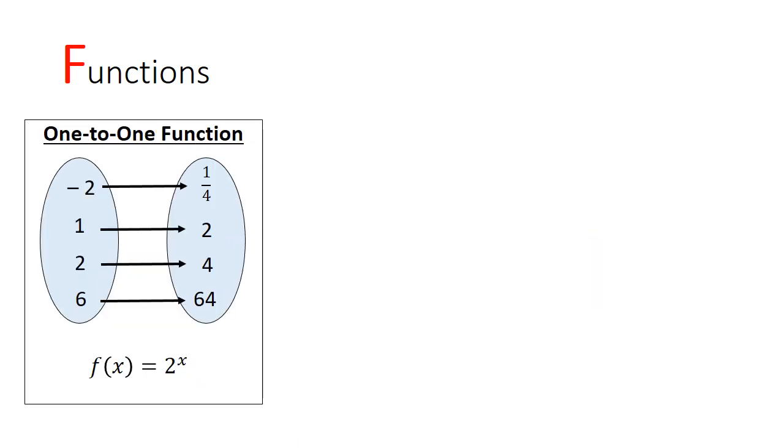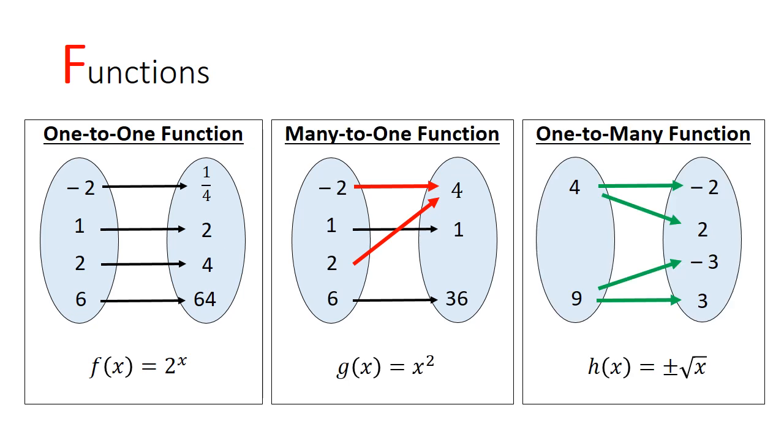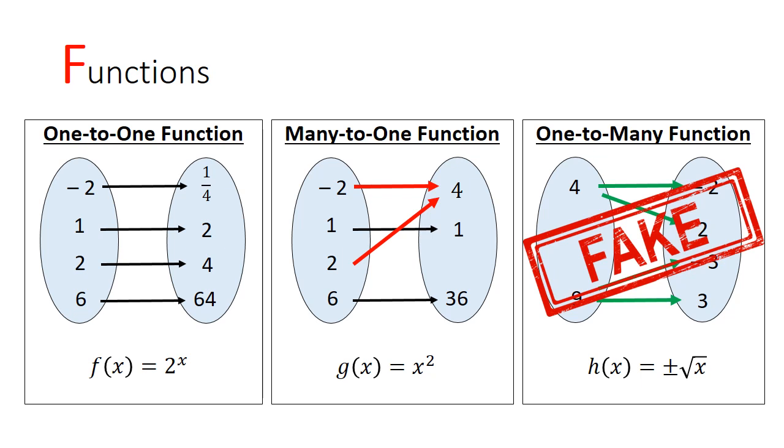Functions can be classified into two types. One-to-one functions are where every input has a unique output, like in the case of 2 to the power of x. This is in contrast to many-to-one functions, where two different inputs may result in the same output. What is nonsensical is a one-to-many function. It is strictly forbidden for a function to map one input to more than one output.